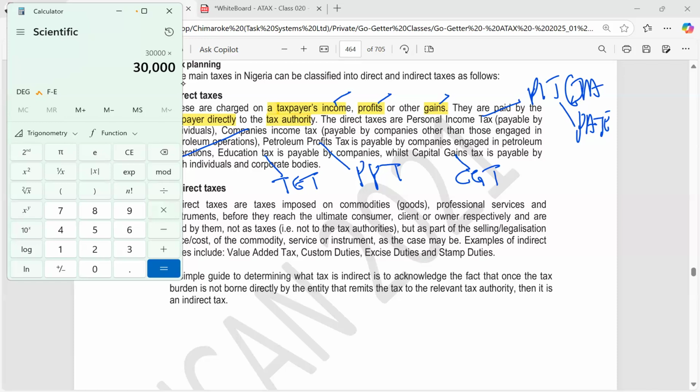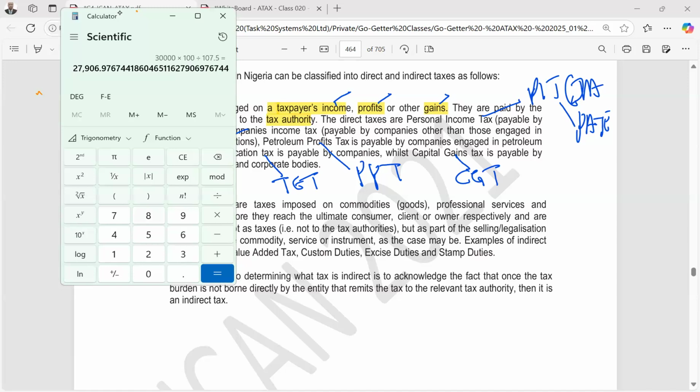You end up buying 27,906 naira 98 kobo as your transaction. Then you end up with VAT of 2,093.02. When you add them together, it gives you your 30,000 naira.